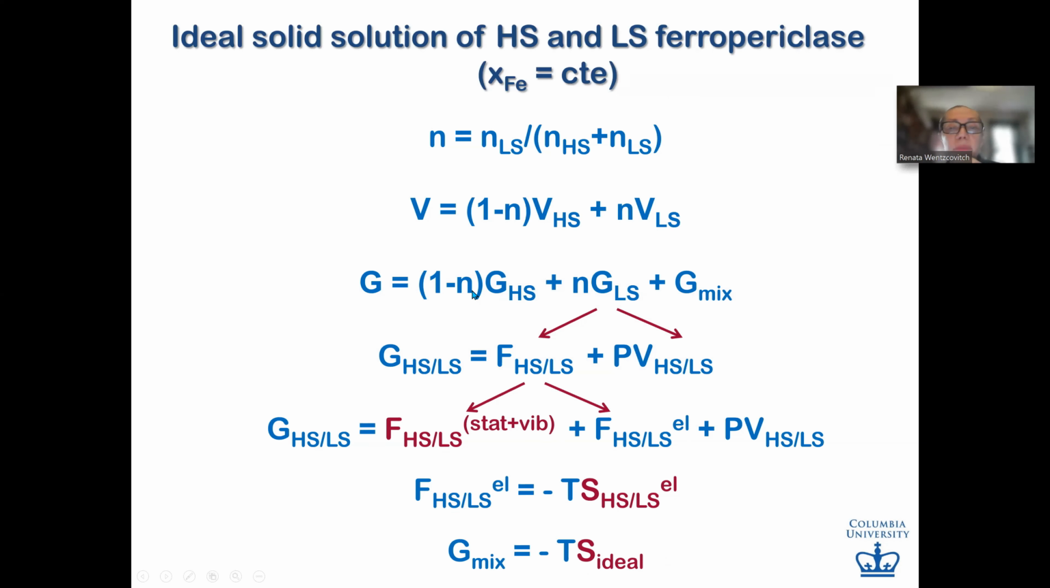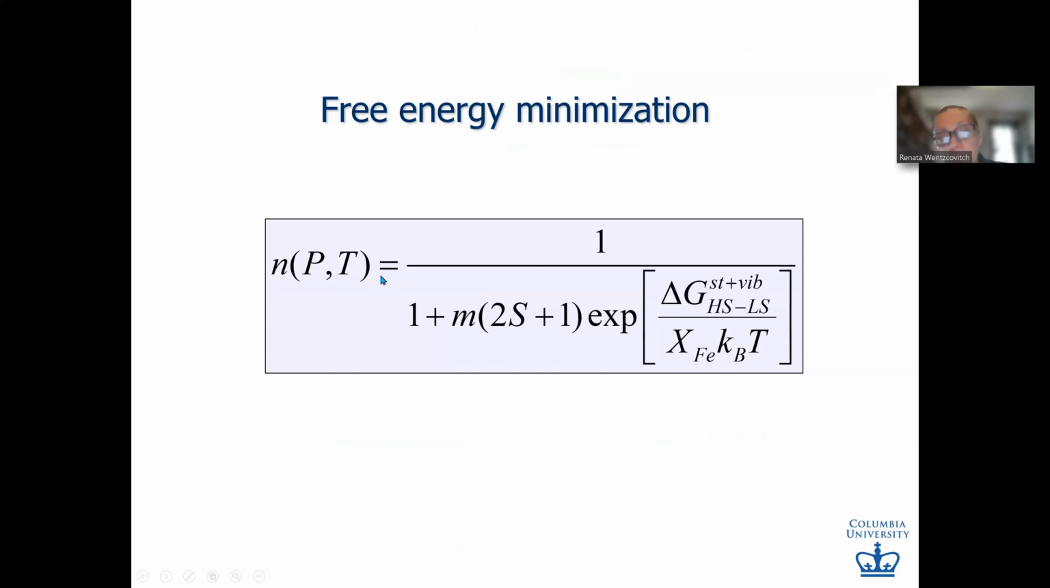We minimize this free energy with respect to n, and you get an equilibrium low spin fraction as a function of pressure and temperature. And that's the formula. It's a very neat formula. Delta G is the difference in Gibbs free energy, static plus vibrational, between the high spin and low spin state. The good thing is that we do calculations on the end members separately, and then you mix them in this way. And m is 3, the degeneracy of the minority electron in the high spin state, and S+1 is the number of magnetic orientations, the spin orientations, right? So this is the degeneracy of the iron in the high spin state.